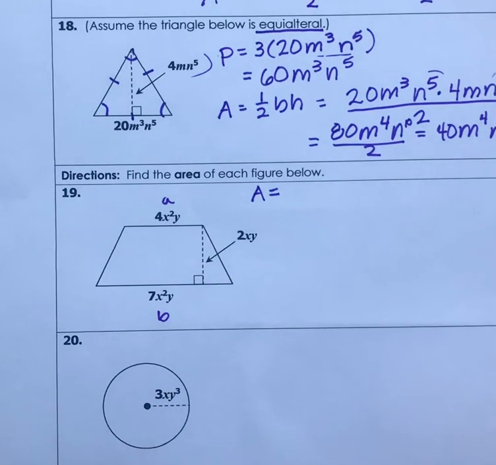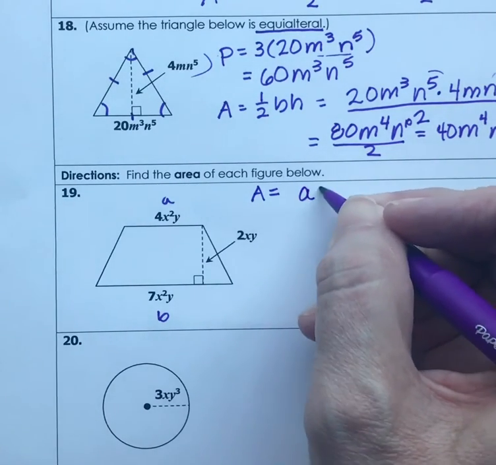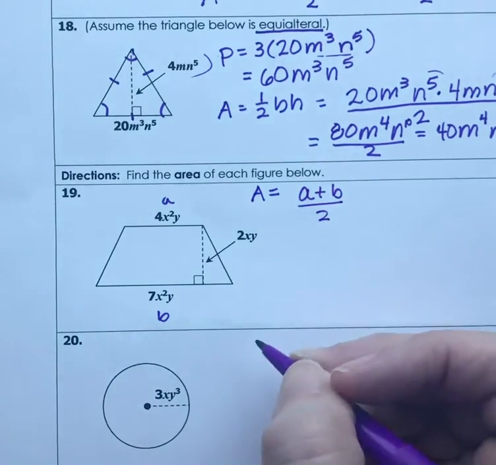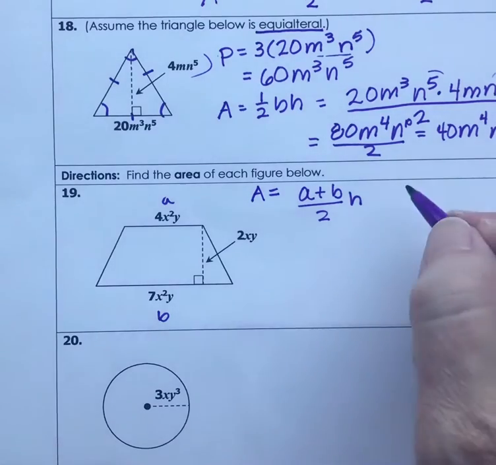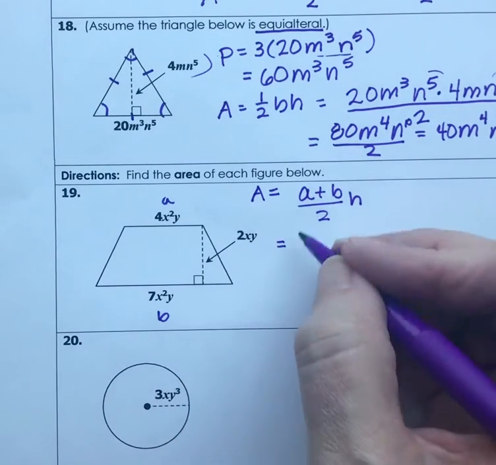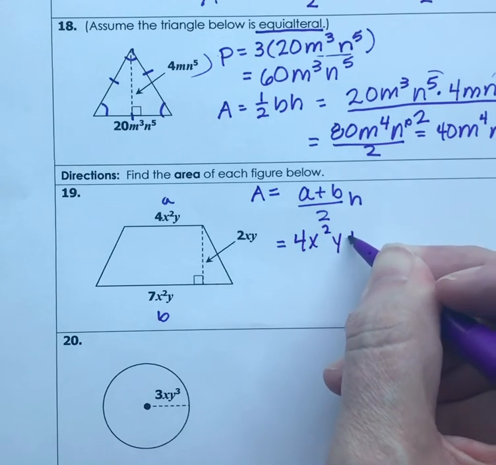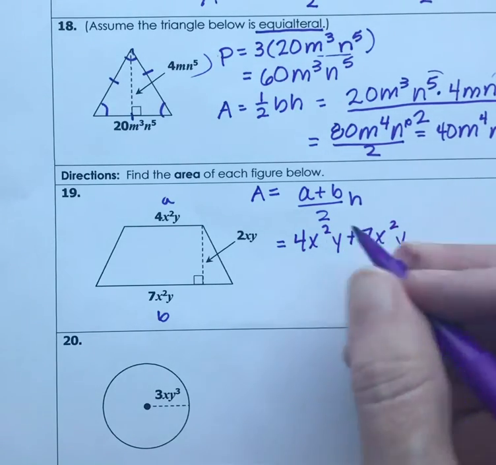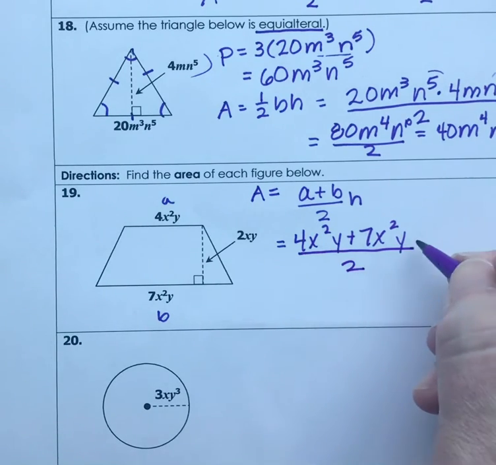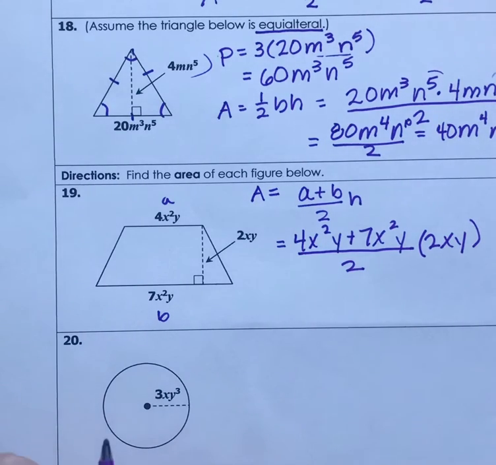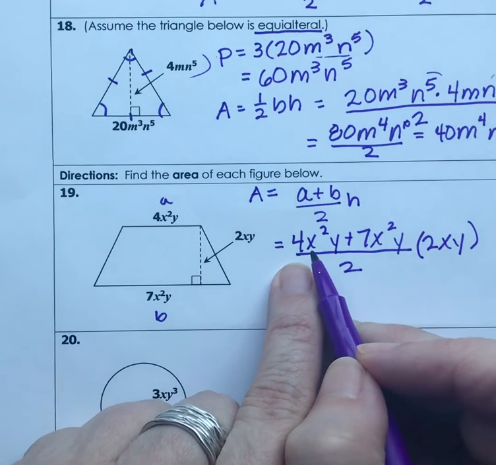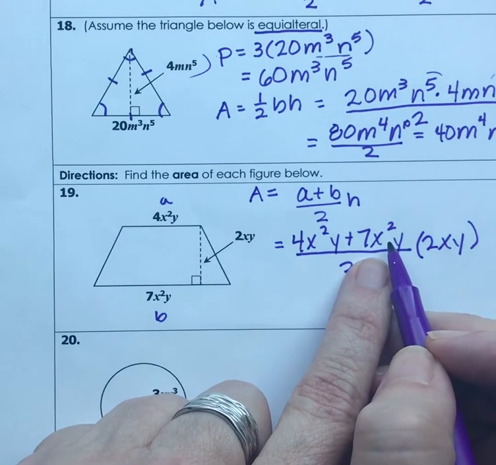Okay, so the formula for the area of a trapezoid is the sum of the bases divided by 2 times the height. And this is just one of those formulas, like I said. You might have to Google it. Eventually you might memorize it, but that's the area of a trapezoid. So if we add these together, 4x squared y plus 7x squared y, we're going to divide all that by 2, and we're going to multiply it by 2xy. So let's start simplifying here. Well, if I've got 4x squared y and 7x squared y, how many x squared y's do I have?